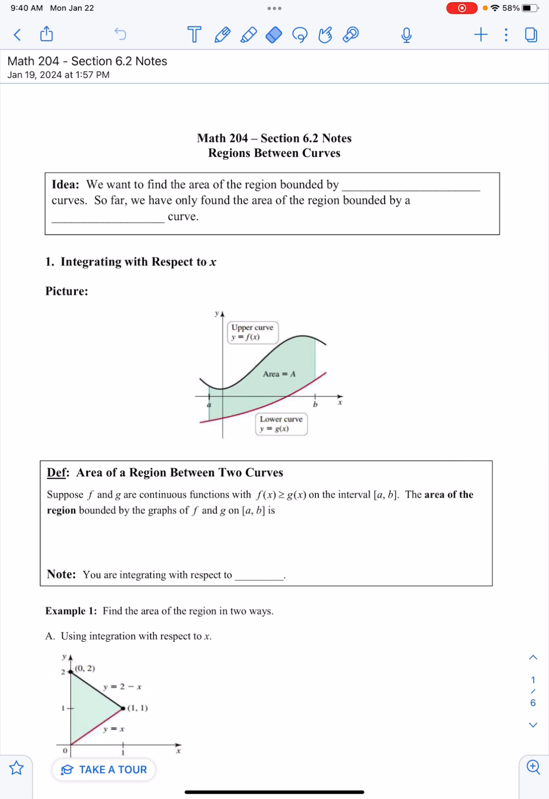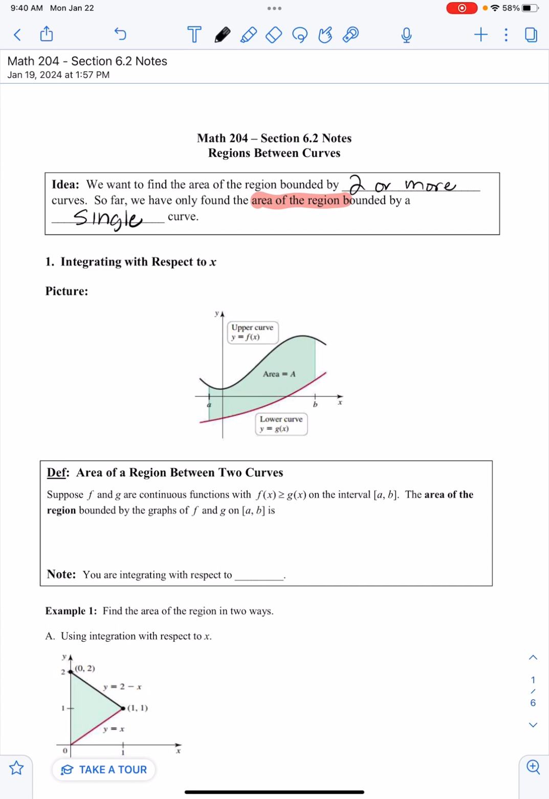So far, we have only found the area of a region that is bounded by a single curve. Okay, so that's what you did in Chapter 5 in Calc 1. So now here in Calc 2, we are going to find the area of the region bounded by two or more curves. Okay, so there are two types of integration that we're going to do depending on what the curves look like.